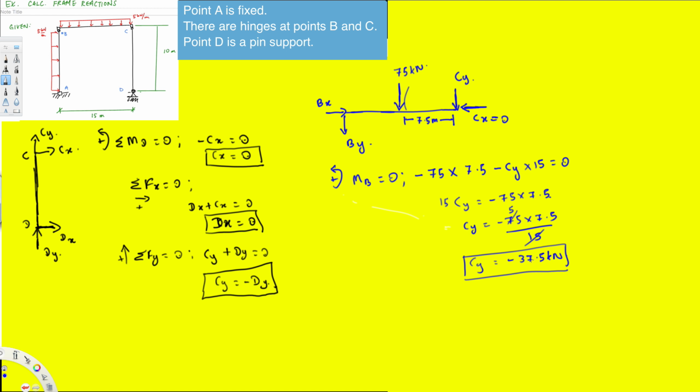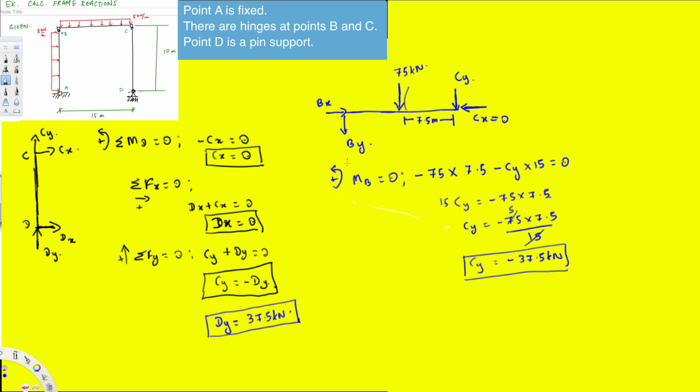And as I previously found out the relationship between Cy and Dy, Cy is equal to negative Dy. Therefore we can say Dy is going to be equal to negative Cy, right? Negative Cy means this is going to be 37.5 kilonewton. So this is my Dy.